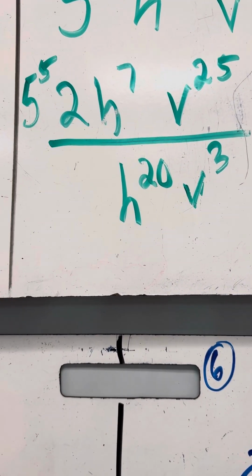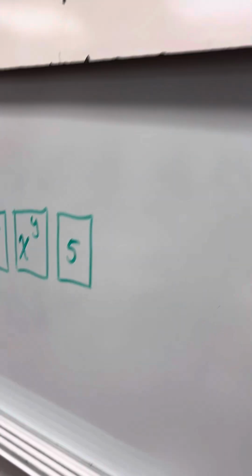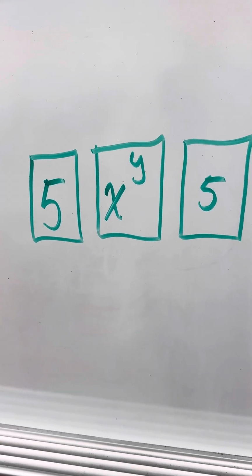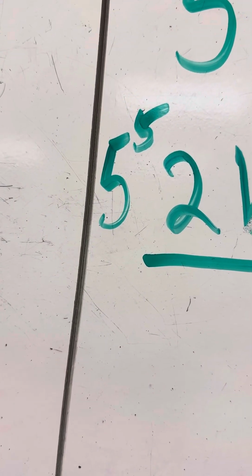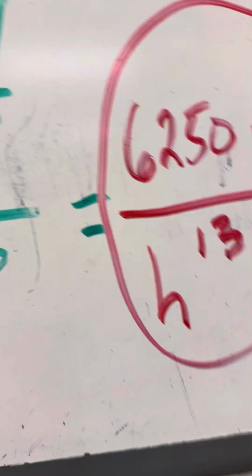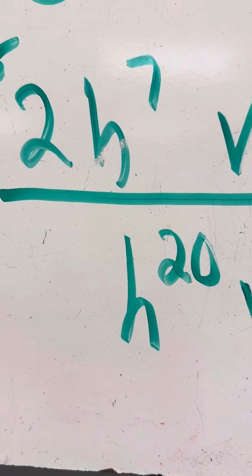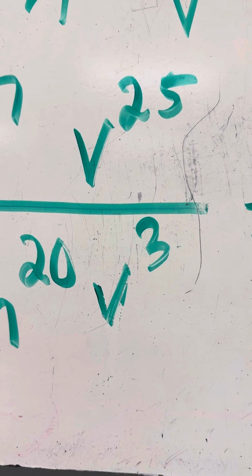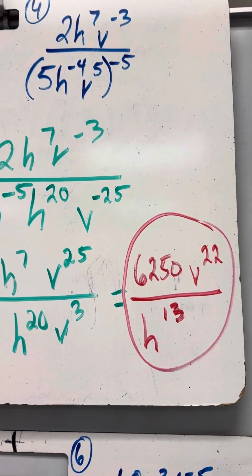So it looks like this. What's 5 to the 5th power? On your calculator, do 5 and then x to the y and then 5. You'll get 3125. Okay, so 3125 times 2 is going to be 6250. h to the 7th over h to the 20th leaves you with h to the 13th on the bottom. v to the 25th over v to the 3rd leaves you with v to the 22nd on top. And there's your answer.